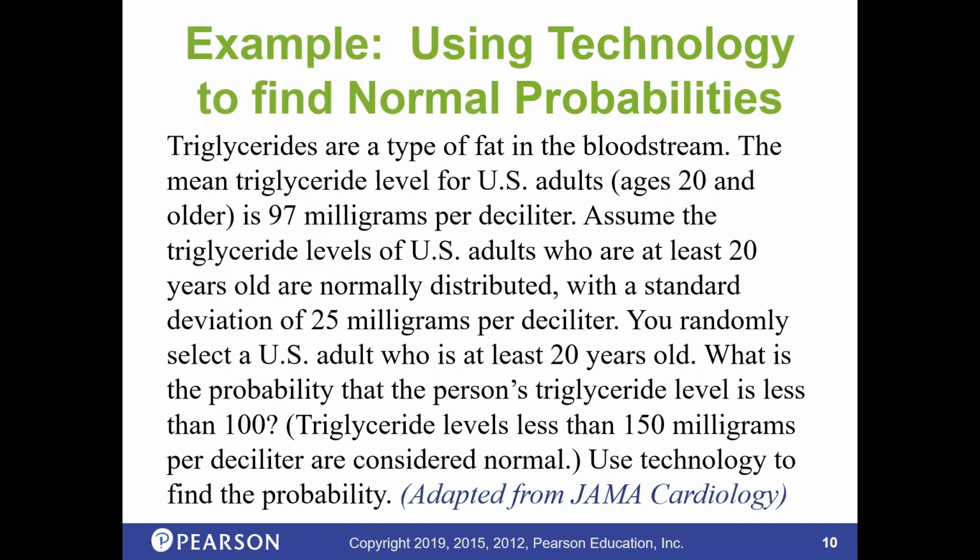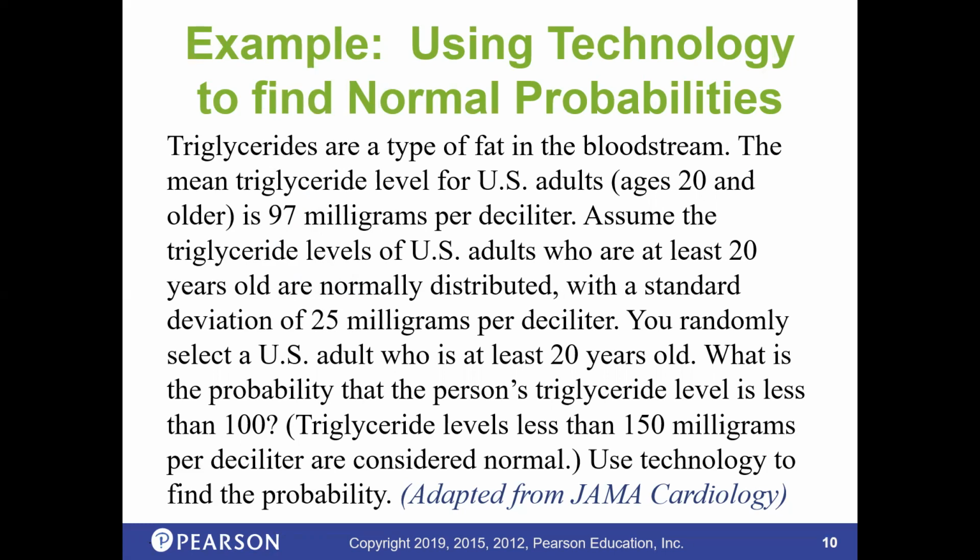You randomly select a US adult who is at least 20 years old. What's the probability that person's triglyceride level is less than 200? And it says triglyceride levels less than 150 milligrams is considered normal. So anything above that, you're not. All right, all yours, go for it. One last time, this section, find it for me.